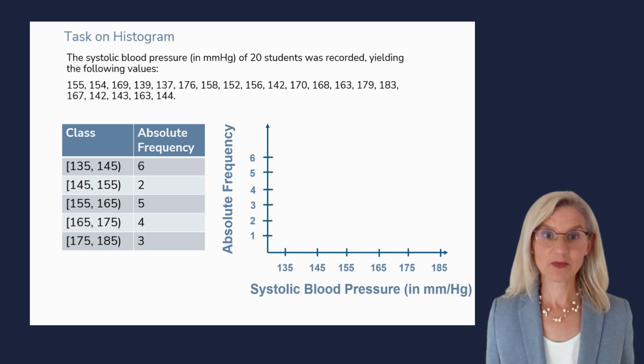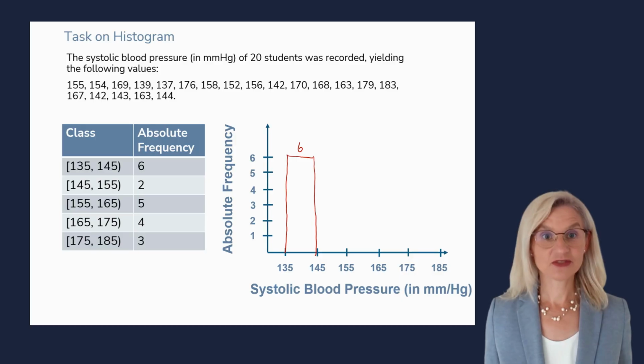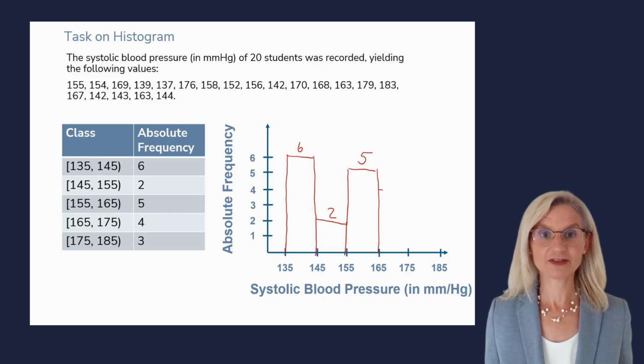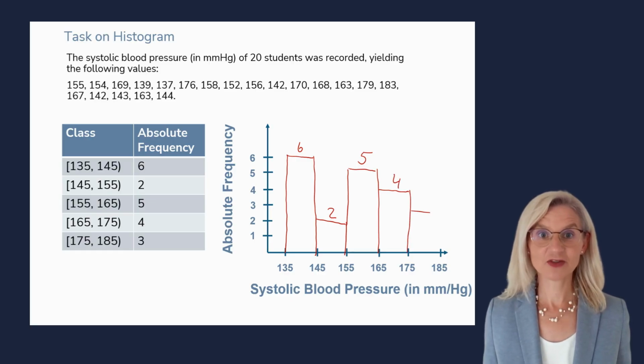For class 1, draw a bar with a height of 6. For class 2, a bar with a height of 2. For class 3, a bar with a height of 5. For class 4, a bar with a height of 4, and for the final class, a bar with a height of 3. With that, our histogram is complete.